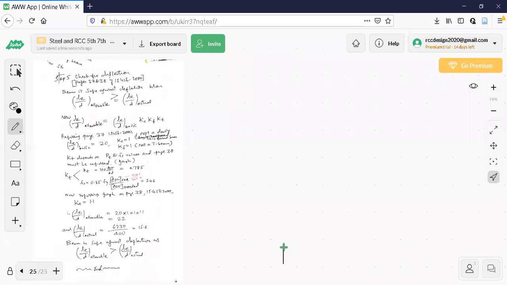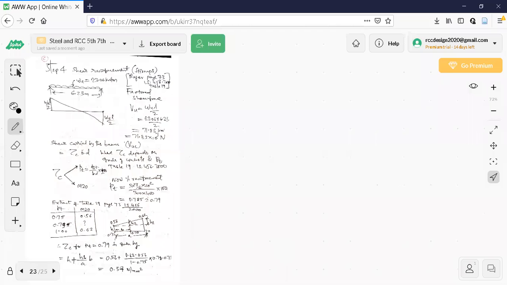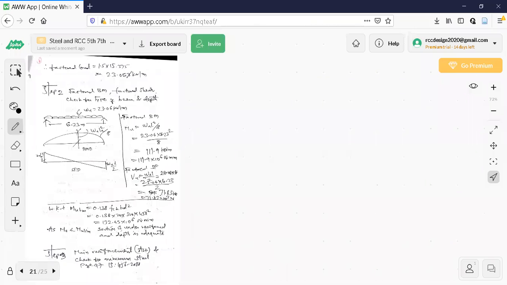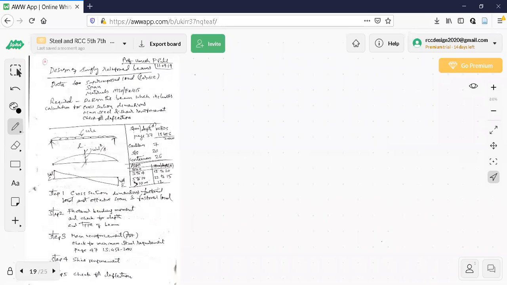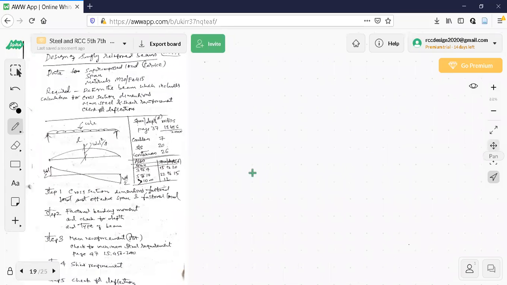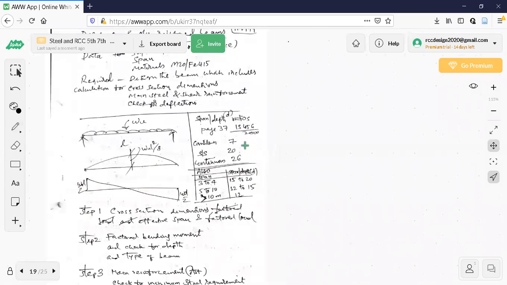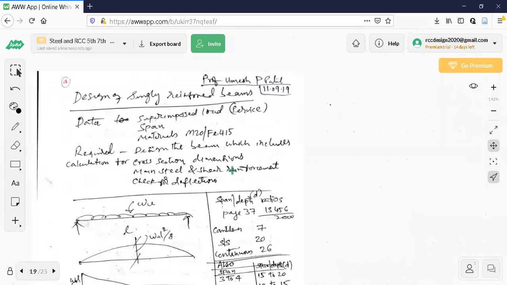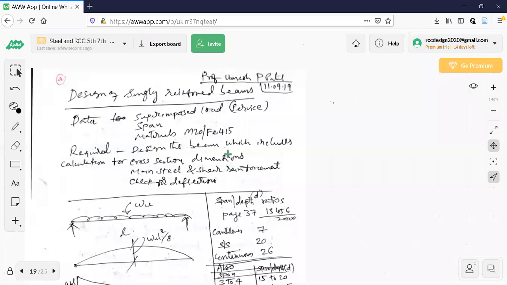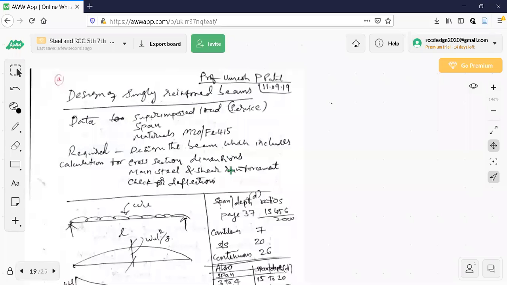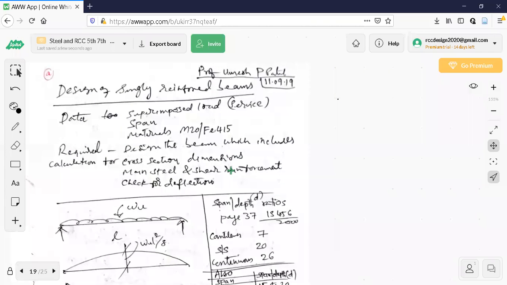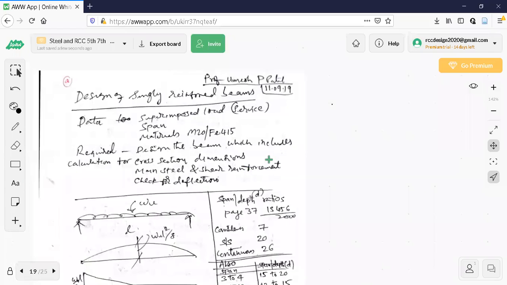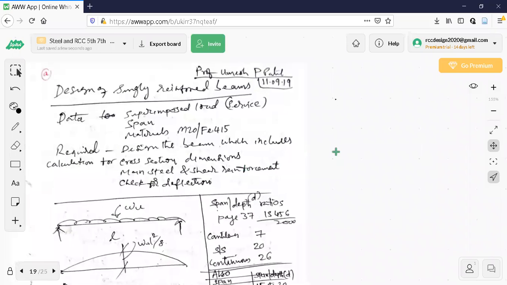Now, what exactly is design? First of all, what do you mean by design and what do you mean by analysis? You can see this one here. Design of singly reinforced beams. What is the difference between analysis and design of a beam? Because module 2 was analysis, module 3 is design of beams. Now, how do you differentiate this?